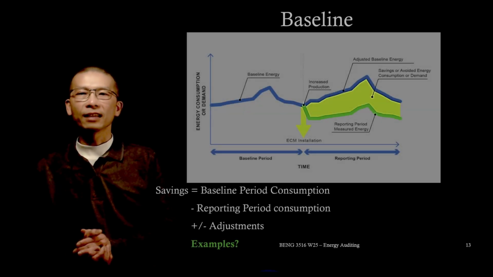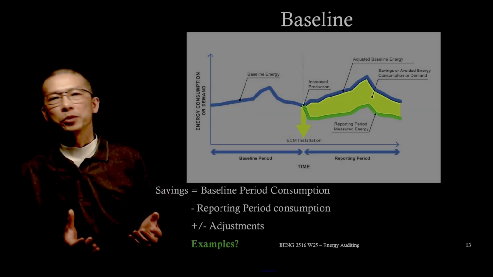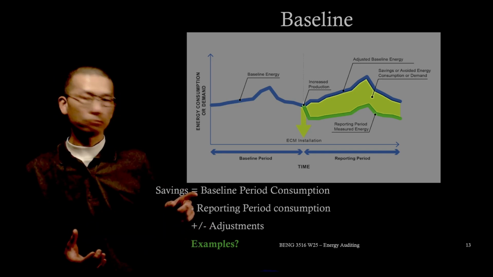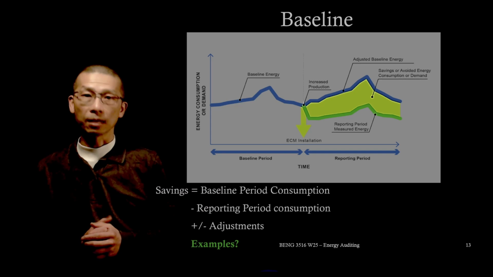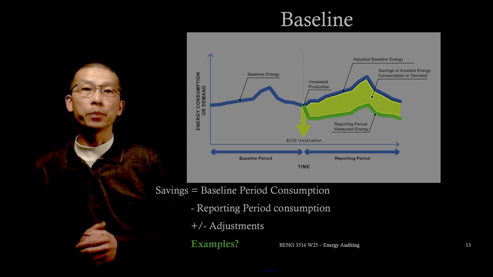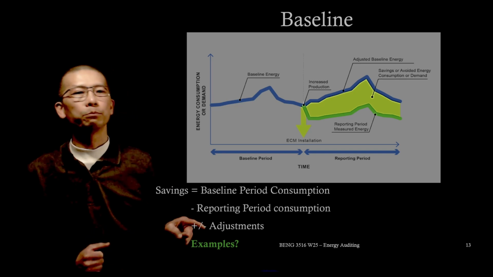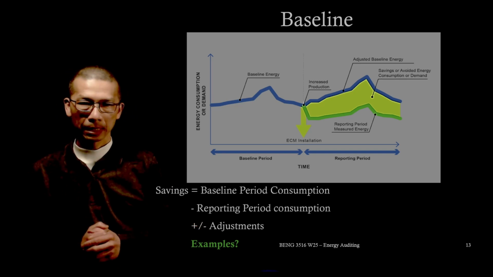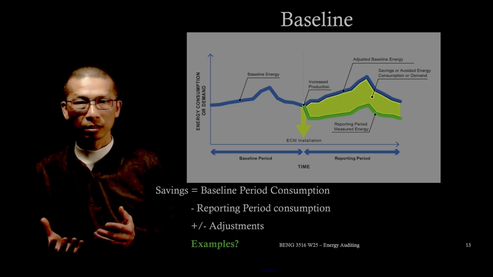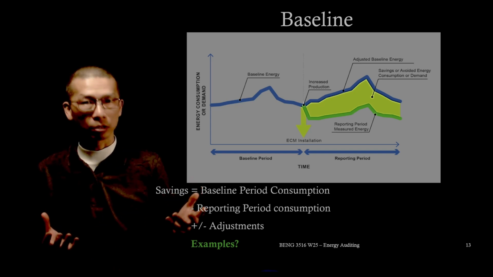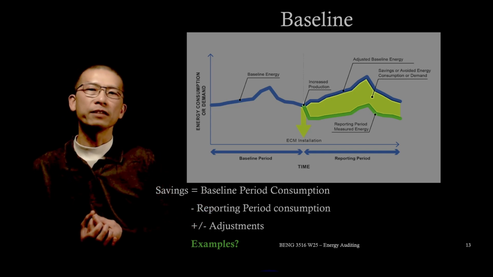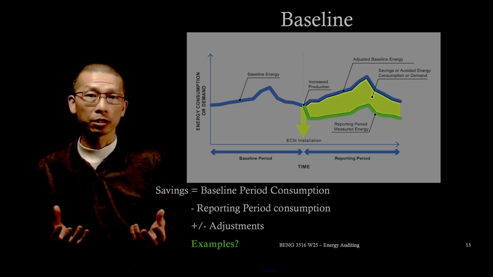Let's try to understand the savings formula in M&V. Savings is equal to baseline period consumption minus the reporting period consumption plus or minus the adjustment. This formula is the foundation of measurement and verification. It's very simple, but that's the foundation of M&V and helps quantify energy savings from an energy conservation measure.